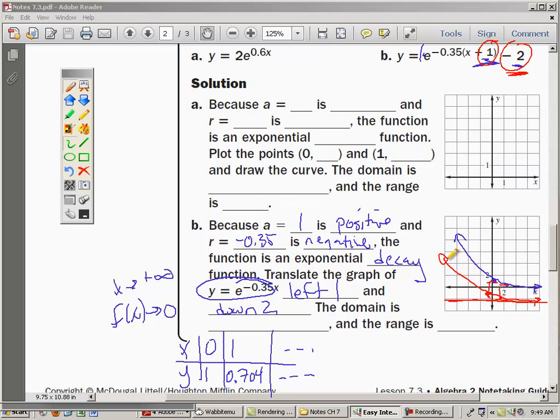The domain of this thing is, once again, all real numbers. And the range is y has to be greater than -2, because since this moved it down 2 units, I have to be above -2.